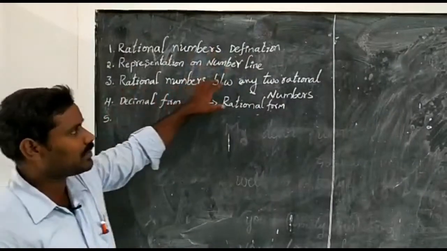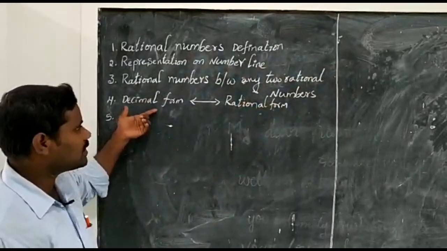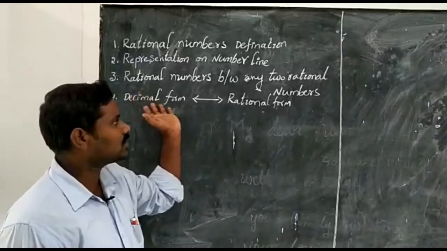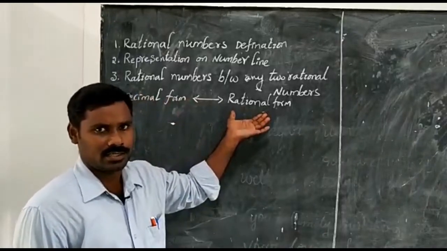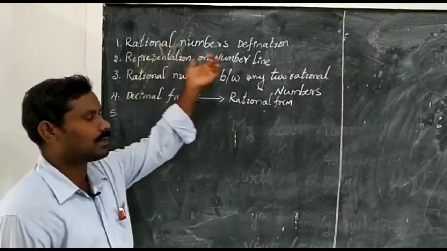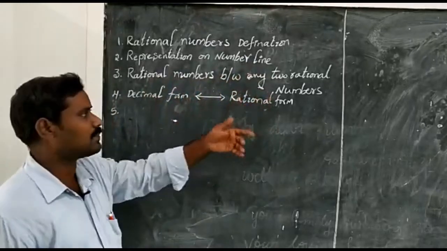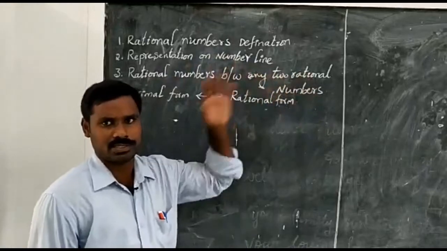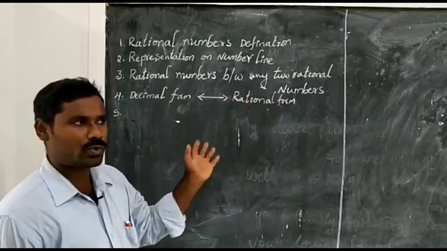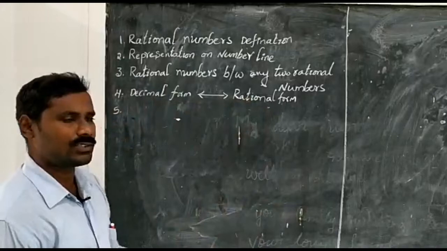And rational numbers between any two rational numbers, we took some examples and completed. And decimal form to rational form and rational form to decimal form, vice versa. These are all completed in our first class. Now today we are going to irrational numbers: how to represent irrational numbers on the number line, how to find two or more irrational numbers between any two rational or irrational numbers, and how to identify which forms are irrational and which are rational. Today we are completing all those.